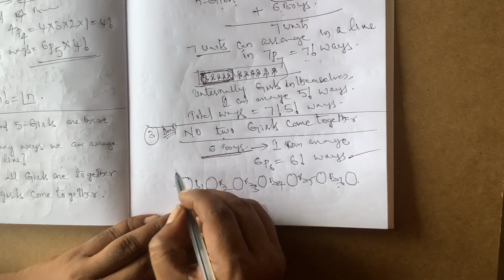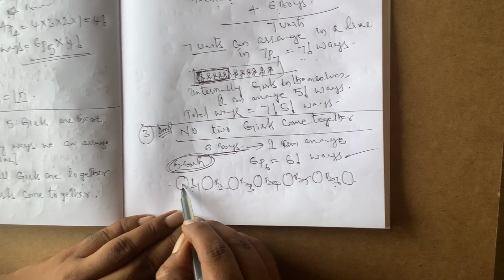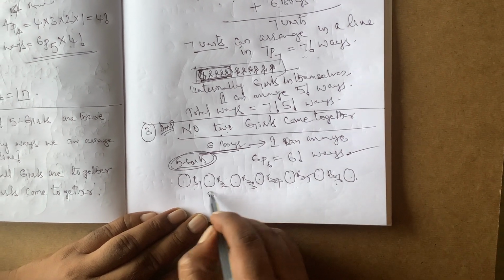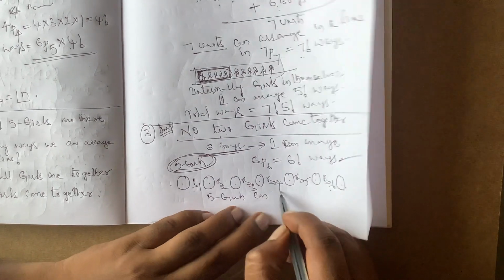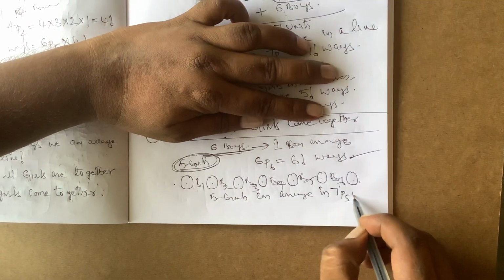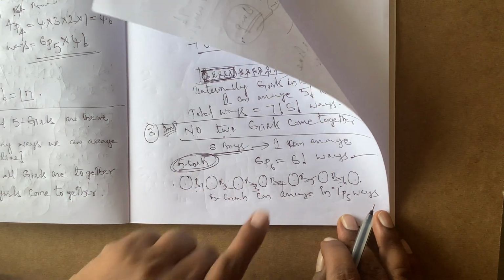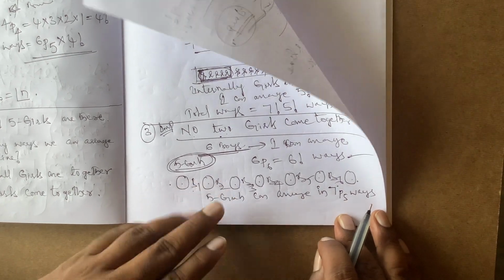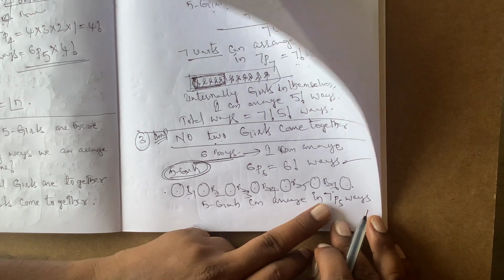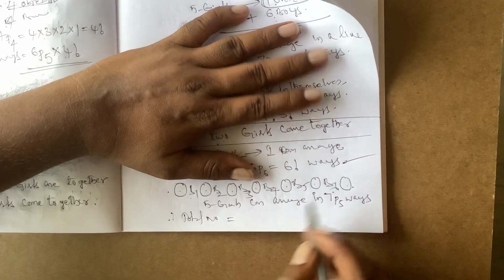Now here the work: 5 girls are there. I have to arrange these 5 girls in how many gaps? 1, 2, 3, 4, 5, 6, 7. So 5 girls can be arranged in how many ways? 7P5 ways. Why? Because for the first girl 7 chances, second girl 6 chances, third girl 5 chances, like that 7 into 6 into 5 into 4 into 3, you will get 7P5 ways.